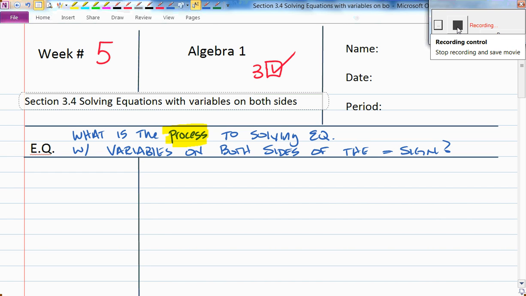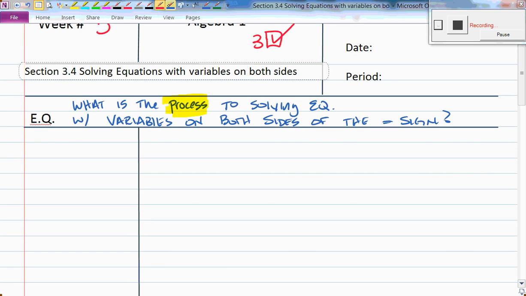Here we go. Our essential question is this. We're trying to identify the process for solving equations with variables on both sides. So we're going to pay particularly close attention to the process that we're doing, okay? So we're going to start off with the first idea, and we're going to solve together.